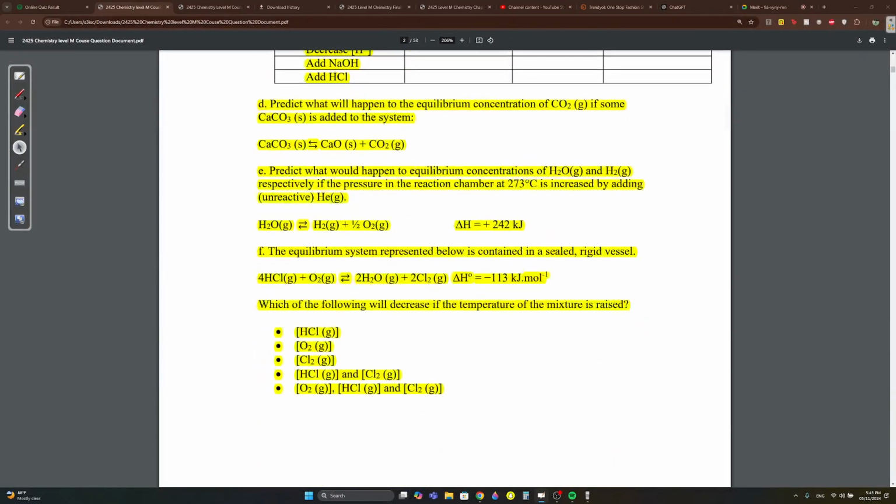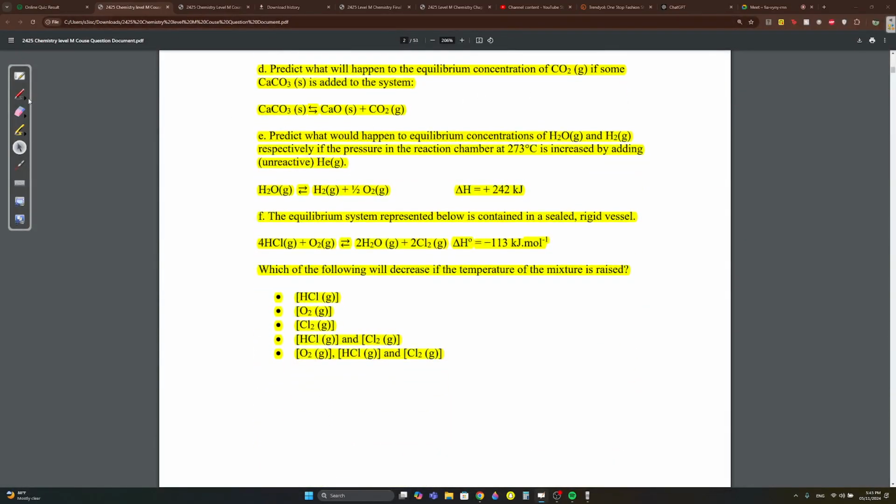Predict what would happen to the equilibrium concentration of H2O and H2 respectively if the pressure is increased by adding unreactive He. Adding an inert gas, what's going to happen? Nothing would happen. So part F, the equilibrium system represented below, is contained in a sealed rigid vessel: 4HCl plus O2 to produce 2H2O, whatever.